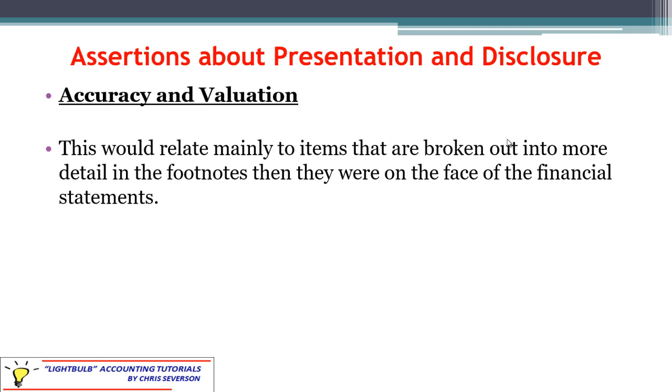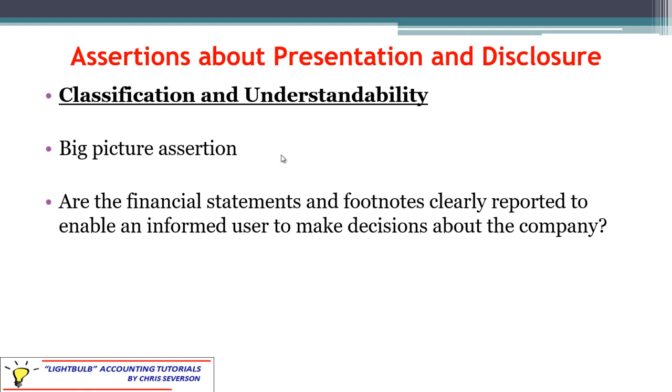Accuracy and valuation. So this is generally when the company has reported an amount in summary on the financial statement face, and then they're providing more detail in the footnotes. So this accuracy and valuation, it also has allocation in it as well. Did they allocate the value of the fixed assets to all the detailed ones that are listed in the footnotes? It's just one example.